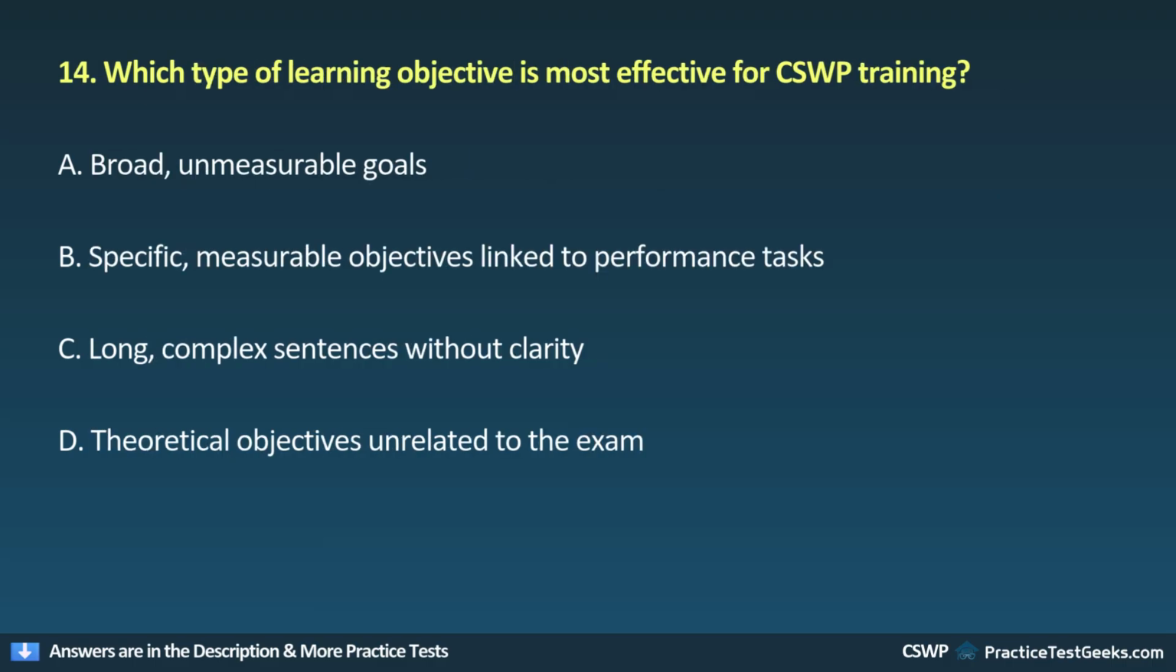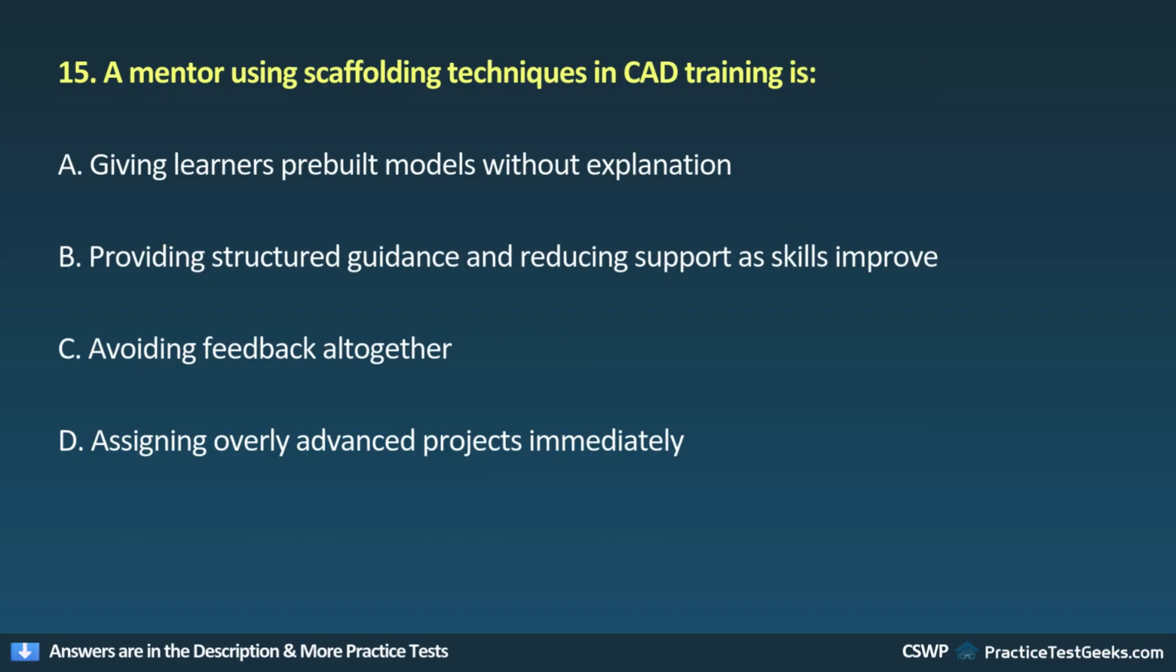14. Which type of learning objective is most effective for CSWP training? A. Broad, unmeasurable goals. B. Specific, measurable objectives linked to performance tasks. C. Long, complex sentences without clarity. D. Theoretical objectives unrelated to the exam.